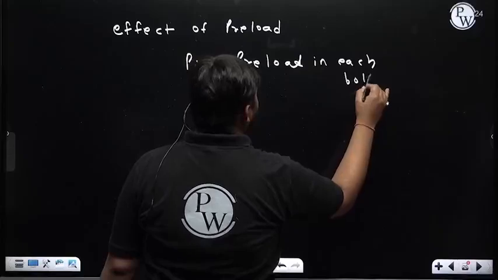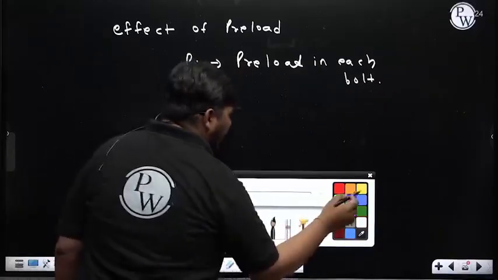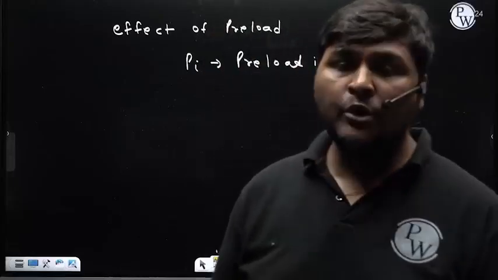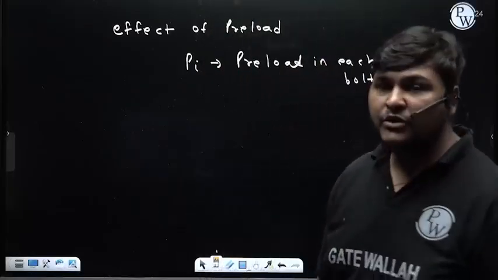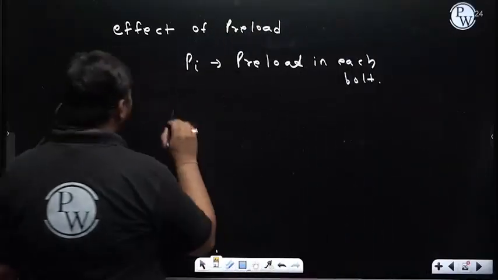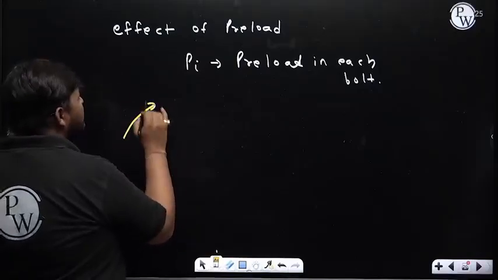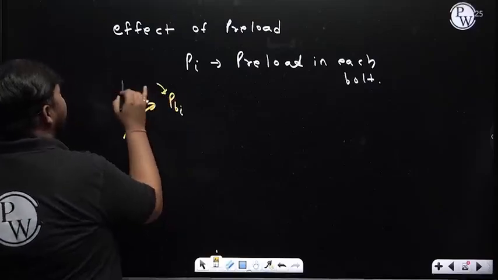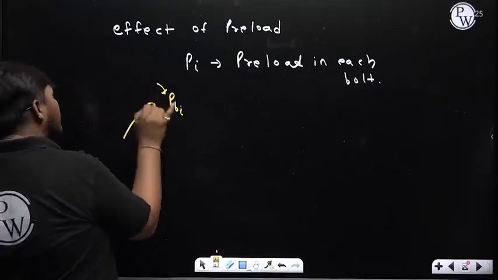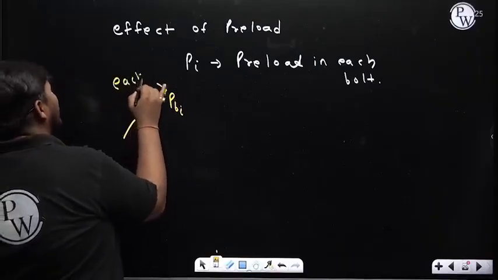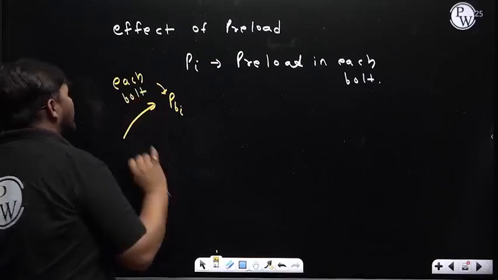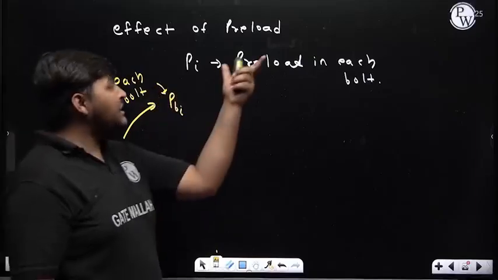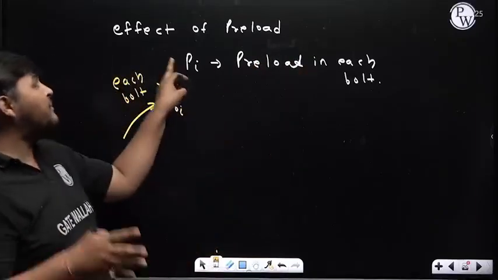Okay. So preload, and we already know that the effect of preload in the bolt will be tensile, and the effect of preload in the connecting member will be compressive in nature. So if we calculate the axial force in each bolt due to preload, that I am representing as PBI. This axial force due to preload I am calculating in each bolt. Whenever we calculate axial force in a bolt, we calculate it in each bolt. So Pi is the preload in each bolt.